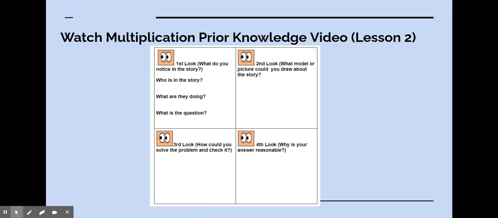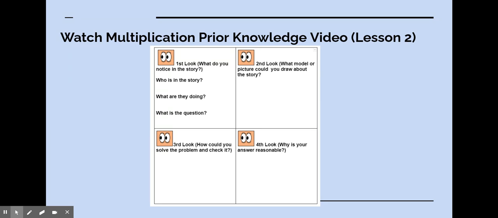Before we talk about how to solve multiplication word problems, let's review our four-look strategy for solving word problems. Now, you may be thinking, I don't know what this four-look strategy is, and that your teacher may have taught you a different strategy, and that is okay.